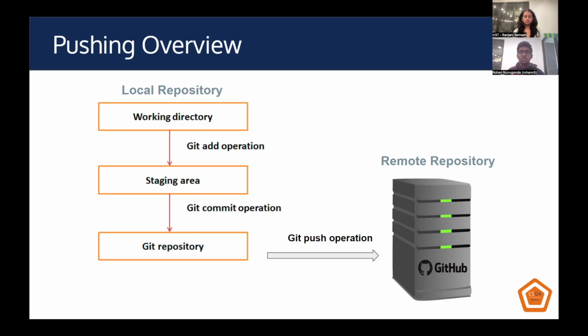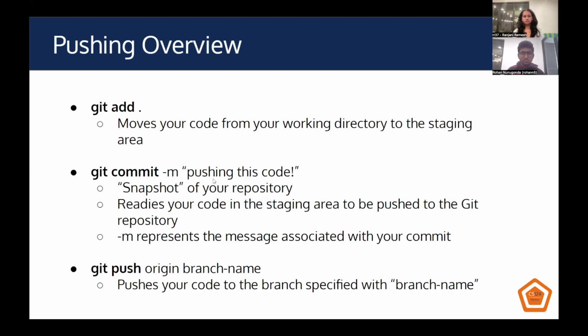Once you do your commit operation, you now go from the staging area to the Git repository. Then you can push, and your changes will now be on the remote repository, in the version control system, ready to use.